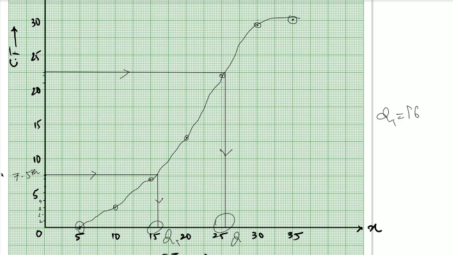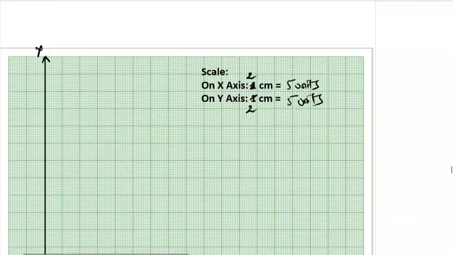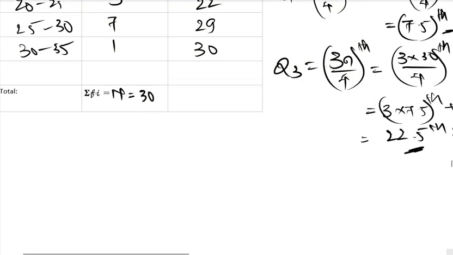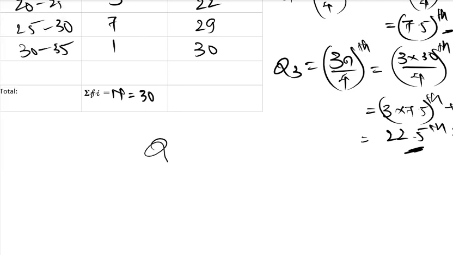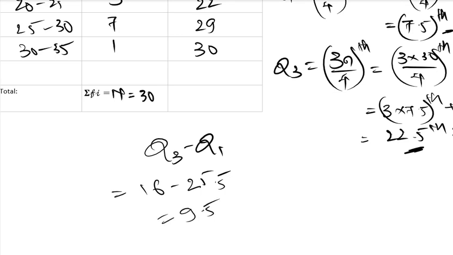This is your Q3. What is this? This is 25.5. So Q3 is 25.5, 2 lines after 25, exactly 25.5. So we've got Q3 exact. What is the interquartile range? Interquartile range is Q3 minus Q1, that is 25.5 minus 16, and that is 9.5. The answer in the textbook is 10, but still we have got quite close.